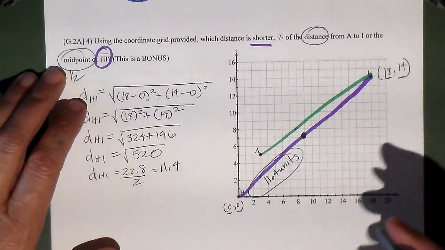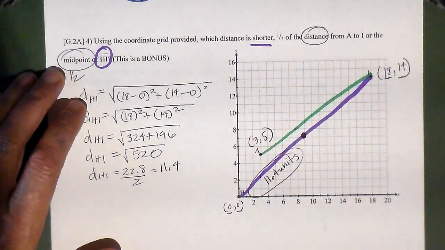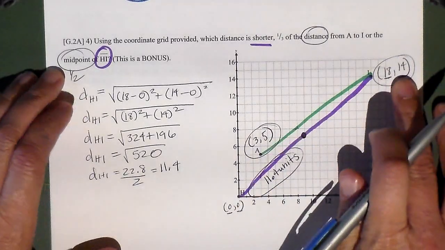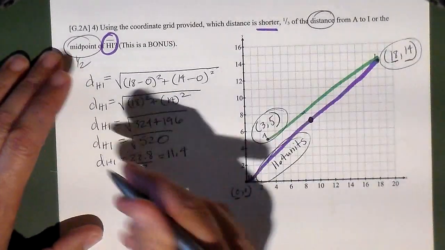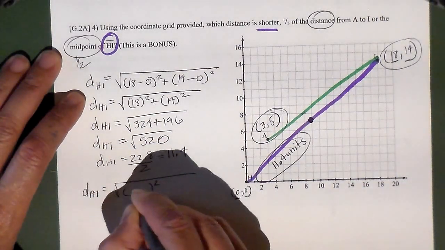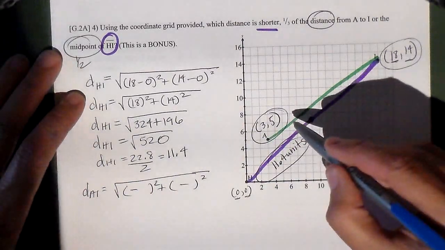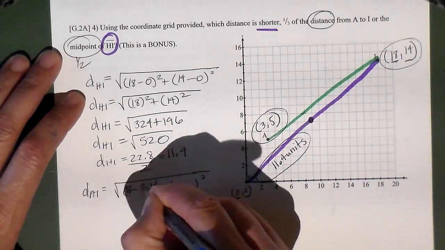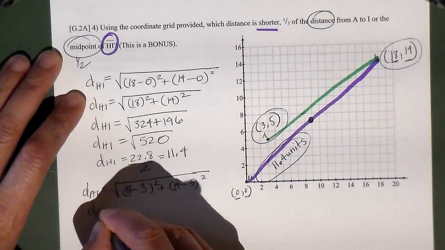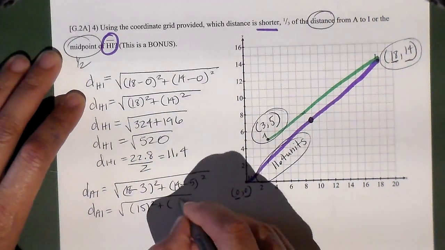What's 1/3 of that right there? So let's look at A. A is located at 3, 5. And we're still going to I, right? So I'm going from 3, 5 to 18, 14. So let's find the length of AI altogether. Okay, 18 and 3 are your two x's. 14 and 5 are your two y's. So the length of AI is going to be the square root of 15 squared plus 9 squared.